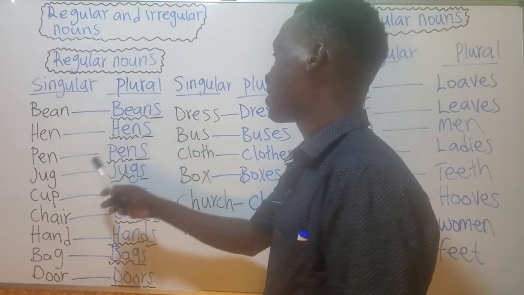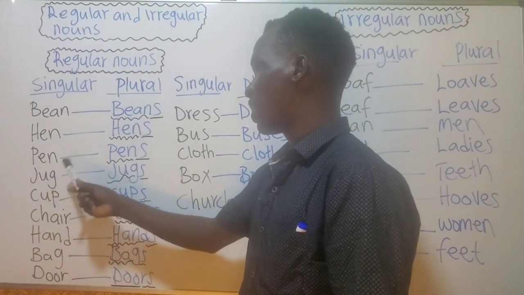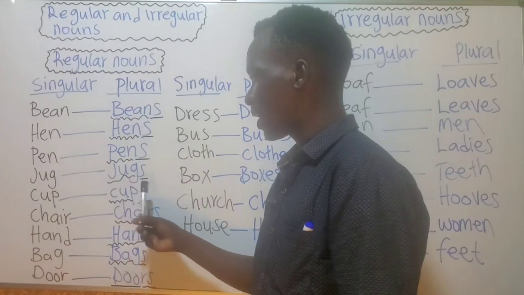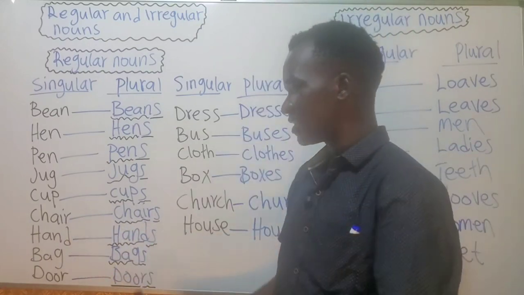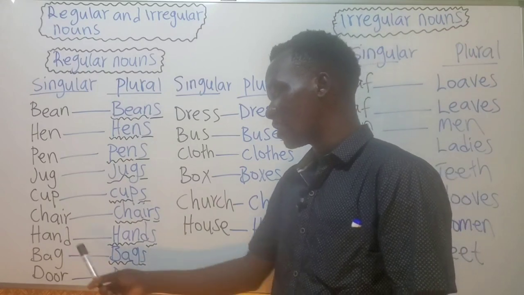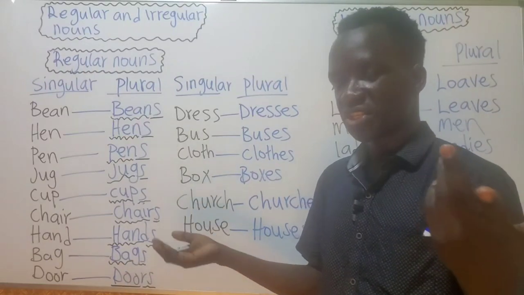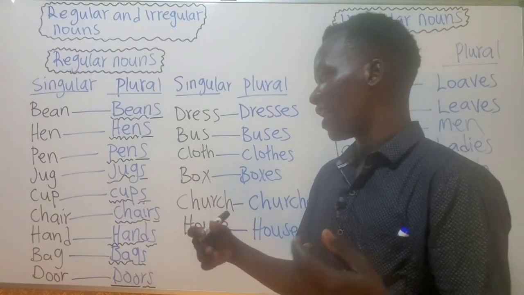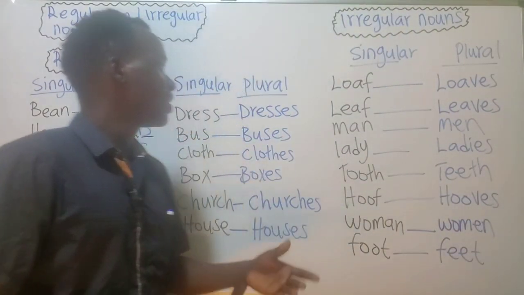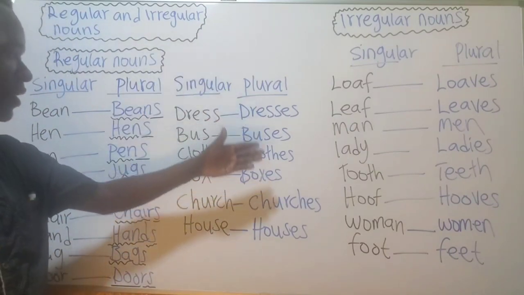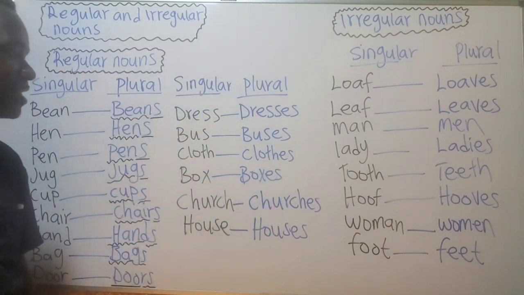Bean, beans. Hen, hens. Pen, pens. Jug, jugs. Cup, cups. Chair, chairs. Hand, hands. Bag, bags. Door, doors. These are regular nouns. They don't change in the sound. It's just a matter of adding S or ES. So let us see here. These are the regular nouns to which you add S, and then these ones you add ES.